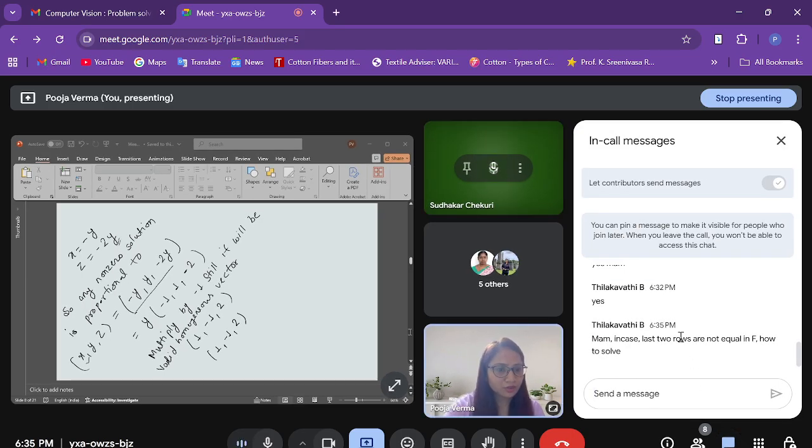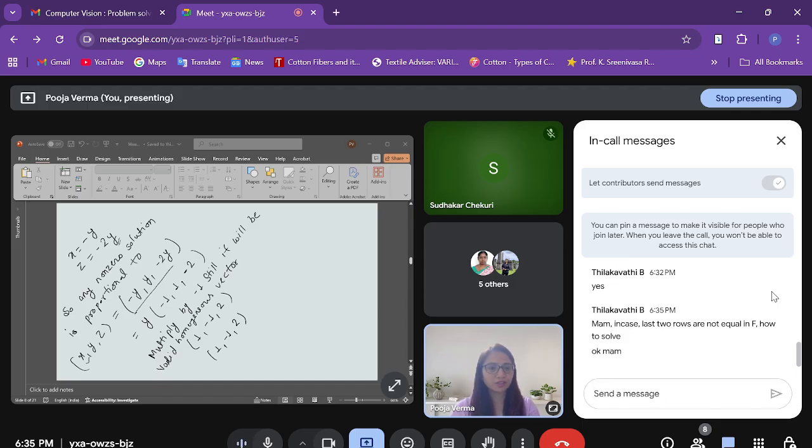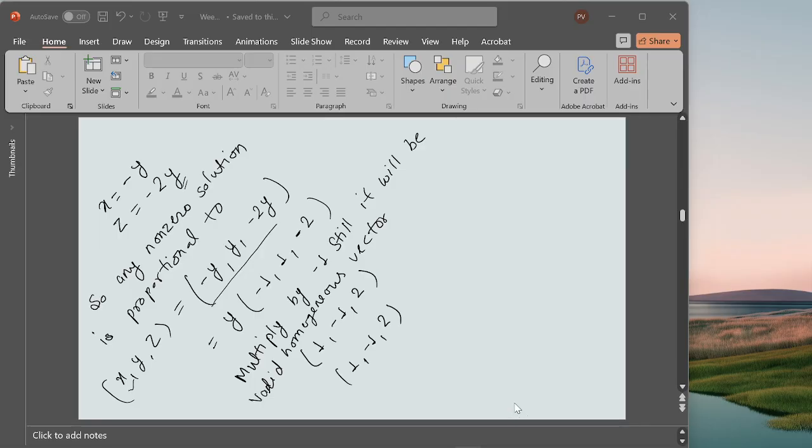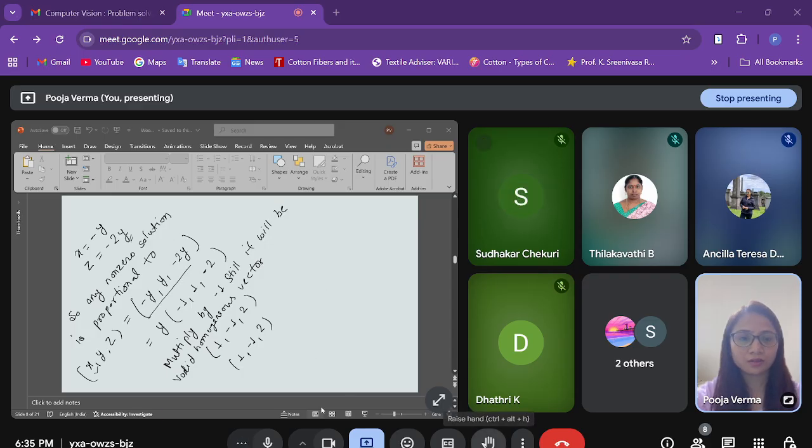So yeah, someone is asking, ma'am, in case the last two rows are not equal in F, then how to solve? We have already solved this in the previous classes also. If the equations are different, we have to calculate the x, y, and z values. Right? We have to solve these equations. We have other questions like this also, we will see them. So you have to calculate for all the coefficients.